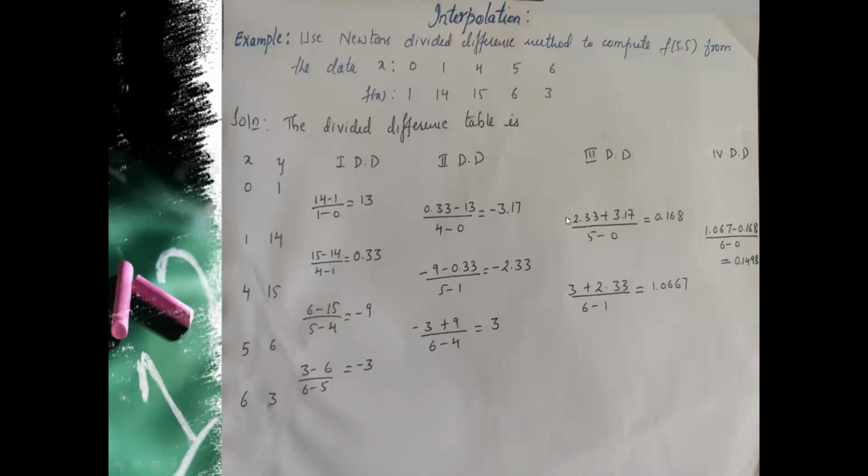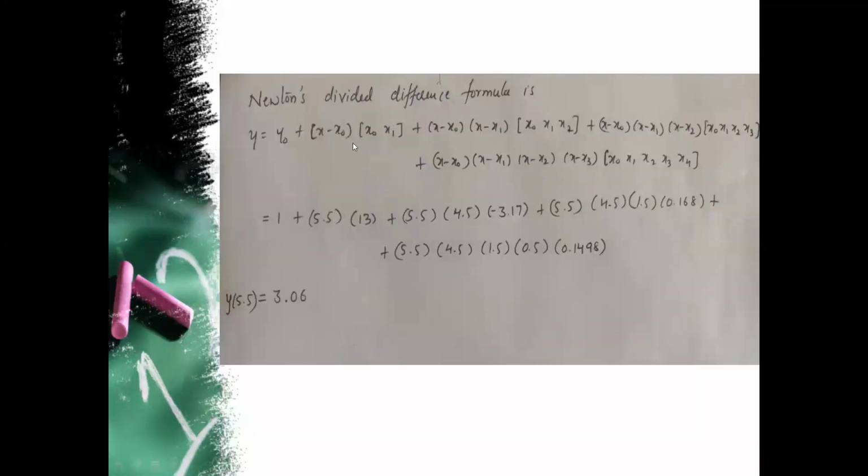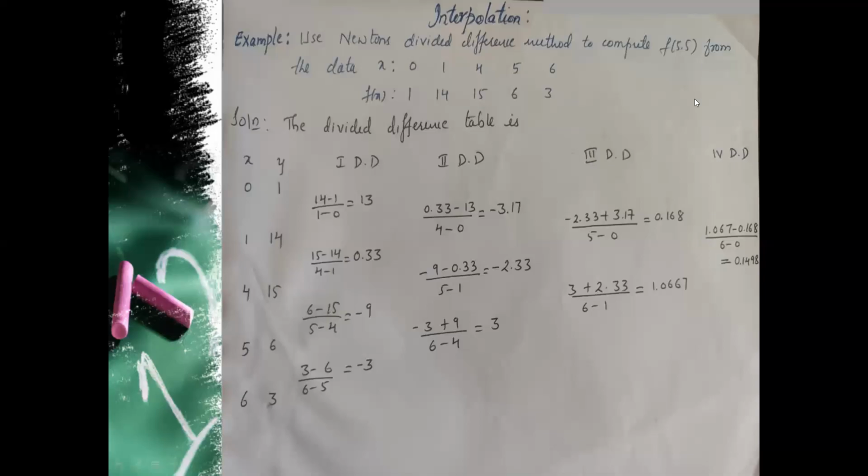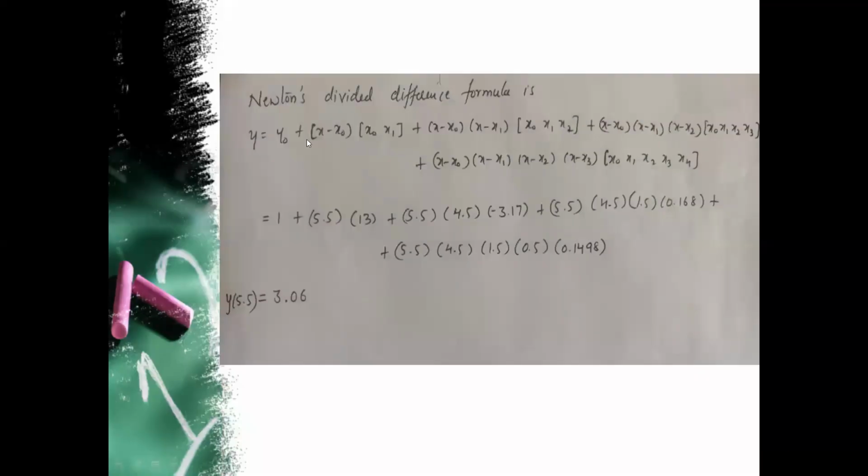Substitute them in the Newton's divided difference formula. The Newton's divided difference formula is written here. Now just go on substituting the values. Y naught is 1. X minus x naught. X is the value for which we need y. They asked f of 5.5, so x becomes 5.5. X naught is 0, so x minus x naught is 5.5 minus 0. We get 5.5. The first divided difference value is 13.